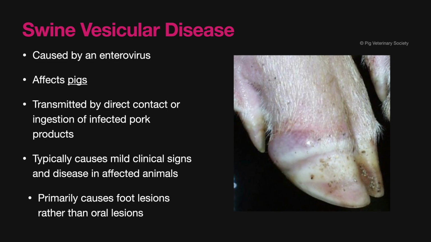Next, we have swine vesicular disease. This is caused by an enterovirus, and again, it affects pigs. It is transmitted by direct contact or through ingestion of infected pork products. It typically causes mild clinical signs and disease in affected animals. However, it does notably cause more foot lesions than oral lesions, which is somewhat unique amongst these vesicular viruses.